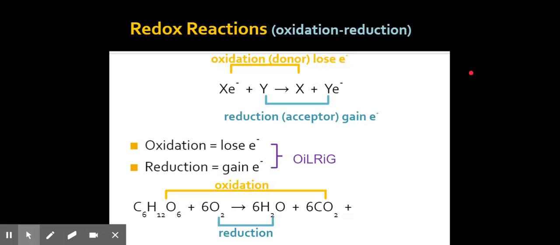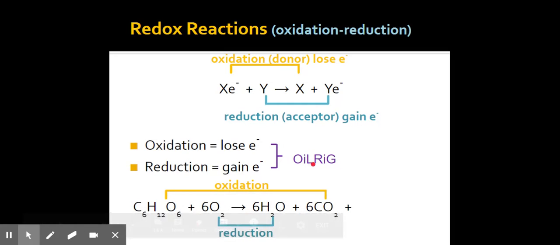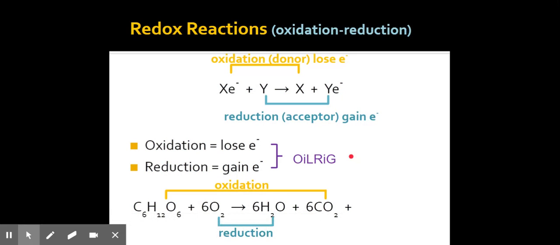So in a redox reaction, there will be a loss of electrons from one substance, which is called oxidation. And then there will be an addition of electrons to another substance, which is called reduction. And I remember this with the mnemonic device OIL RIG. So oxidation is loss of electrons for OIL, and RIG is reduction is gain of electrons. So OIL RIG.